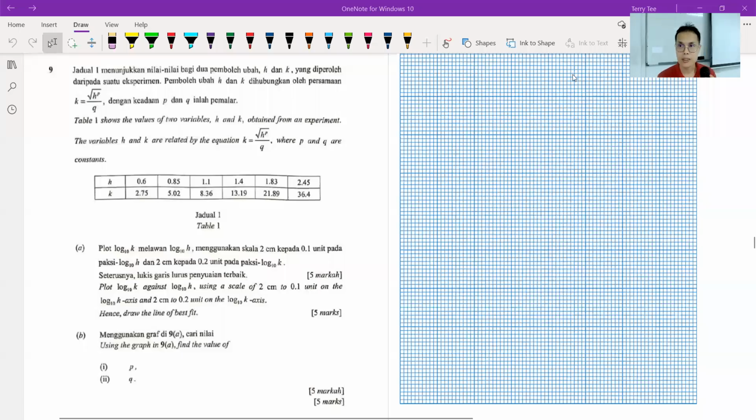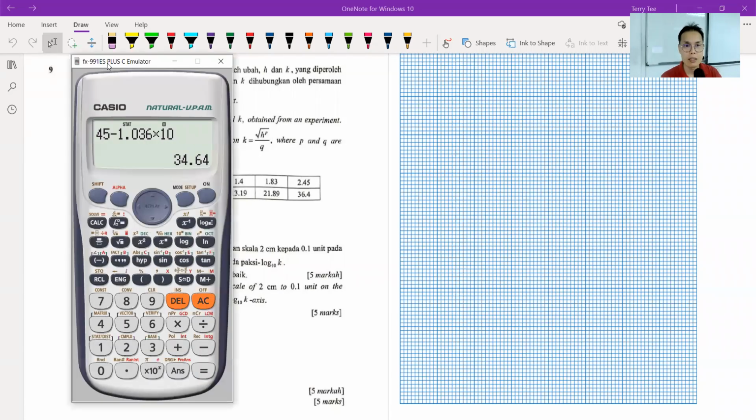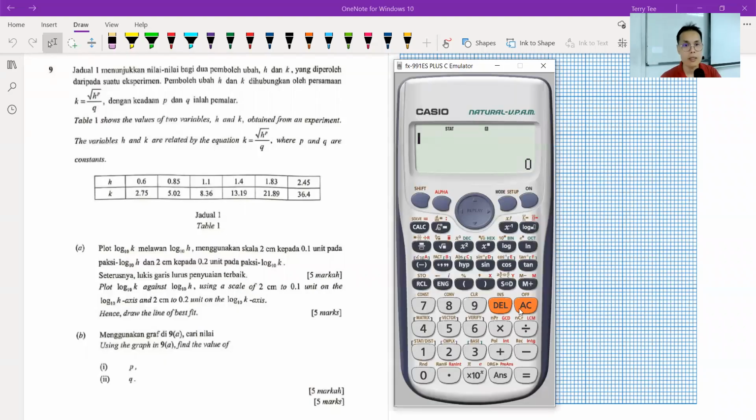Okay, let's move on to question number 9. This is from the chapter linear law. The first thing is we're supposed to plot log 10 k against log 10 h given the table values here. Now we need to first recalculate the table values for log 10 k and log 10 h.